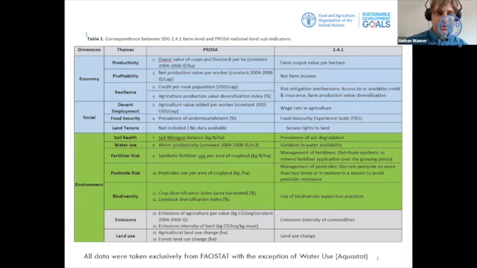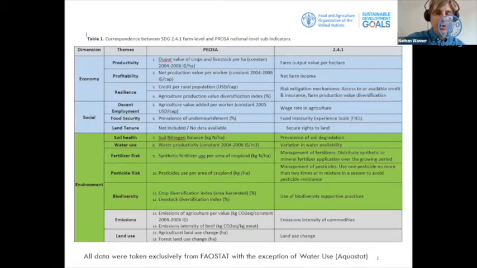For the crop diversification index, this is in terms of the equal or unequal distribution, with the Gini index of area harvested for different crops, okay? Whereas the livestock diversification index is also a Gini coefficient to measure how well the livestock market is distributed across different livestock categories.